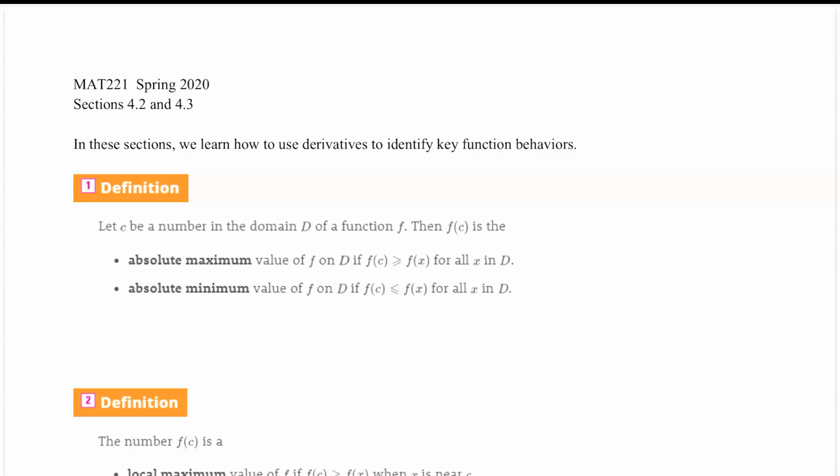In sections 4.2 and 4.3, we're now going to use derivatives to identify behaviors that we're interested in for functions: maxima, minima, inflection points. And we're actually going to come back to some of the ideas that we had seen in Chapter 2. There are a lot of definitions and theorems in these two sections, and I've put them all into this document. So we have the definition of an absolute max or an absolute min.